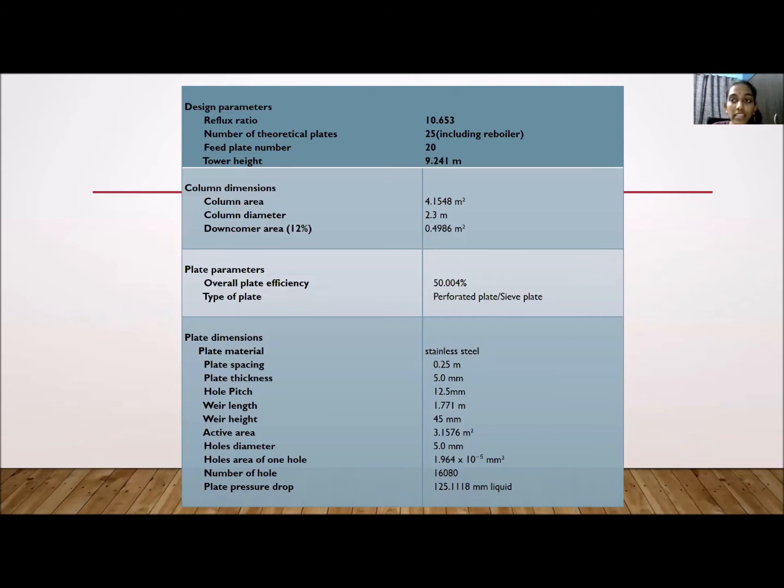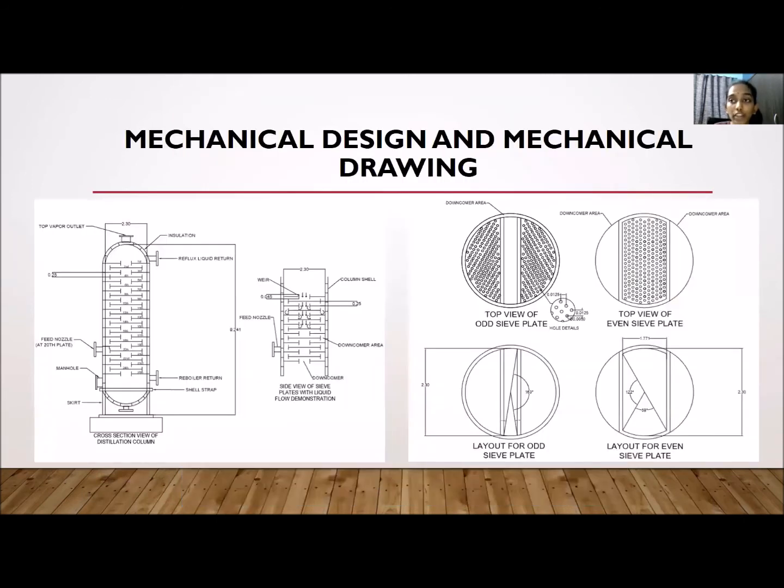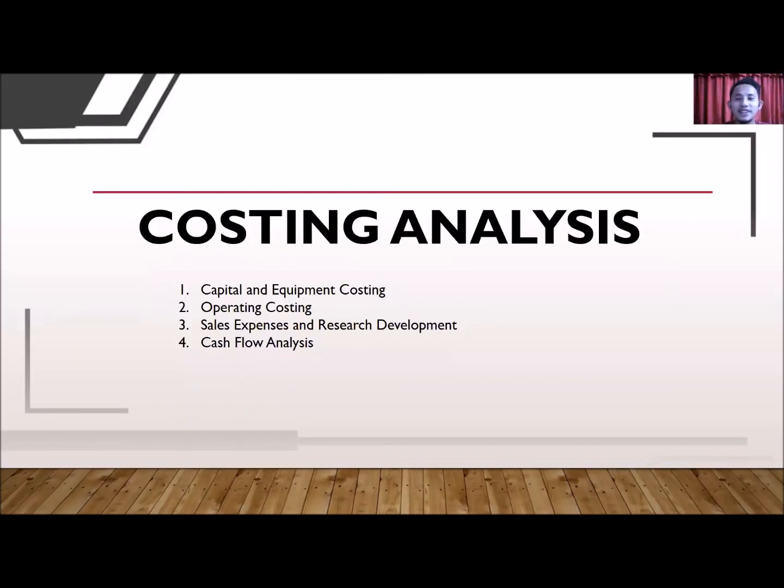The material that is used to make the plate is stainless steel. The hole diameter found in the plate is about 5 millimeters, and we have around 16,080 holes in total. So this is the overall mechanical design or mechanical drawing of our distillation column. The mechanical drawing includes tower height, the number of holes, the hole diameter, the tray diameter, tray spacing, tray thickness, and many more.